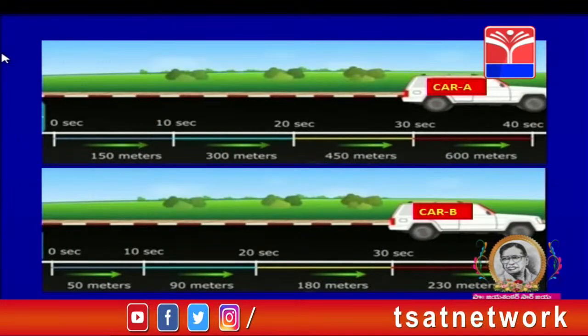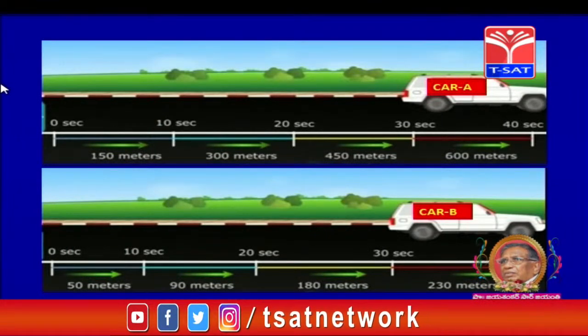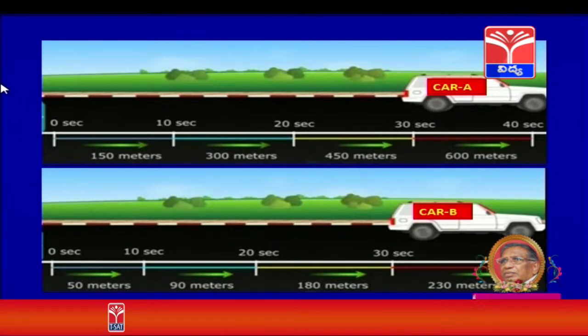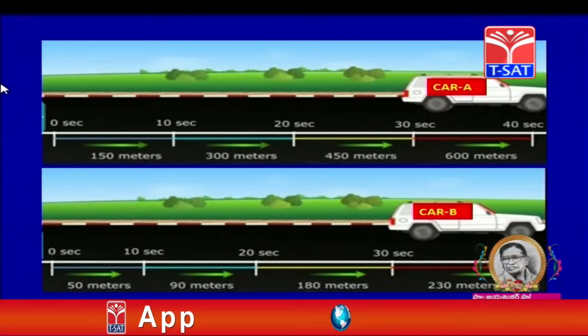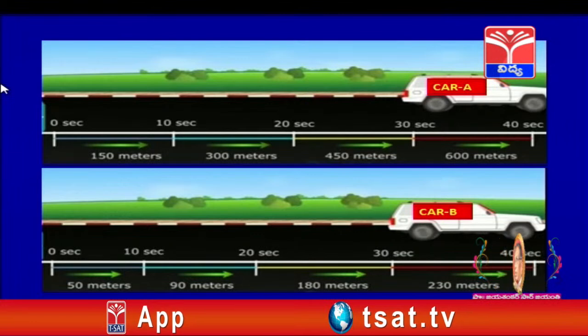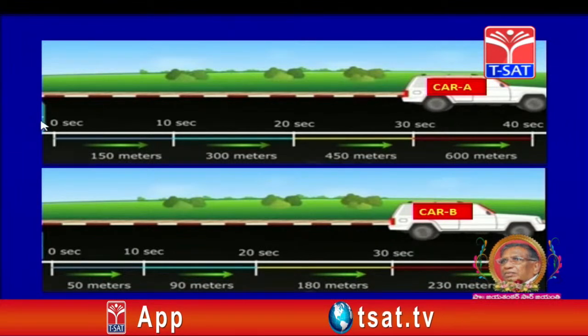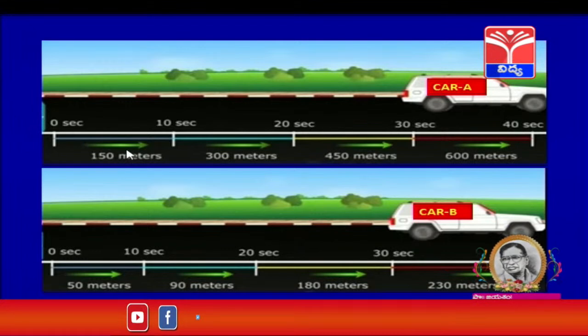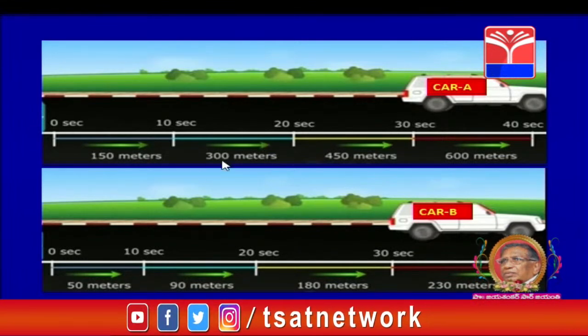To study in detail about uniform motion and non-uniform motion, we will take two cars, car A and car B, and we will compare them. Here car A covers 150 meters in the first 10 seconds. In the next 10 seconds, it covers another 150 meters.